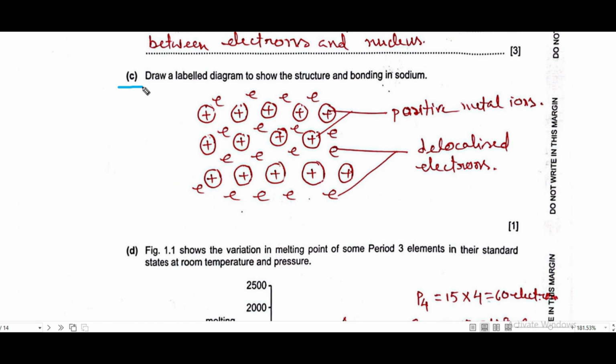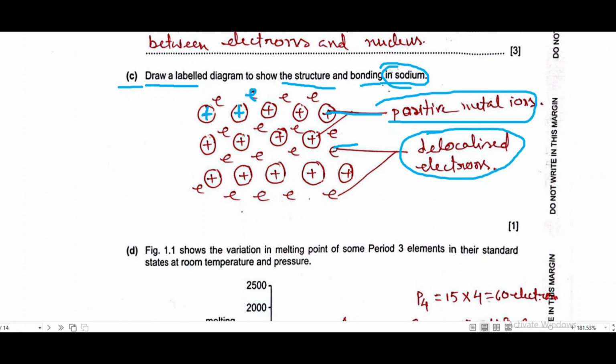C. Draw a labelled diagram to show the structure and bonding in sodium. Sodium is a metal, so in sodium there is metallic bonding. These are positive ions, sodium ions. E means electron, so this is the positive metal ion and these are the delocalized electrons.